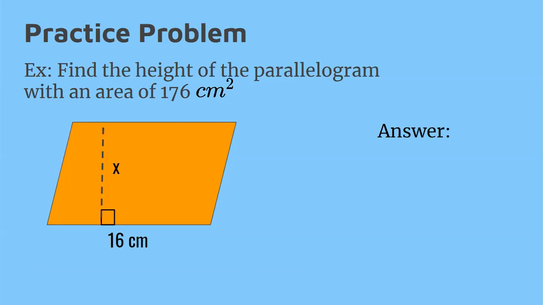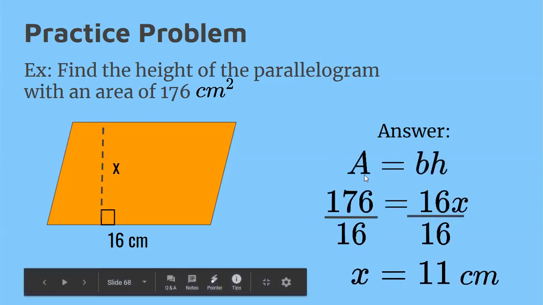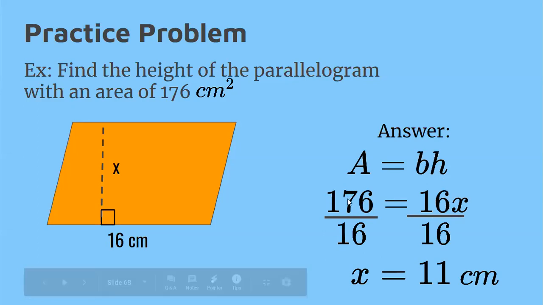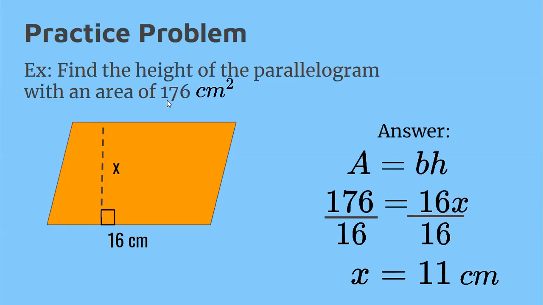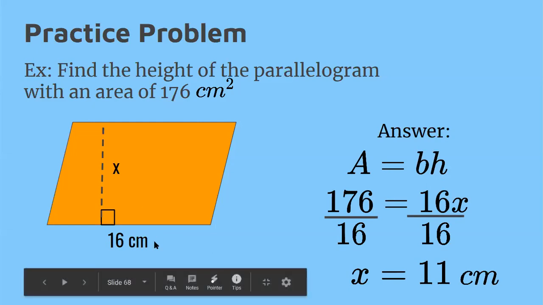And welcome back. I hope you guys figured this out. Here, I'll show you. First we set up the formula for this one: area equals base times height. The area is 176. You want to plug in all the knowledge you have here. We know the area is 176 centimeters squared, and the base is 16 centimeters. So you plug it in: 176 equals 16, and the h is x.